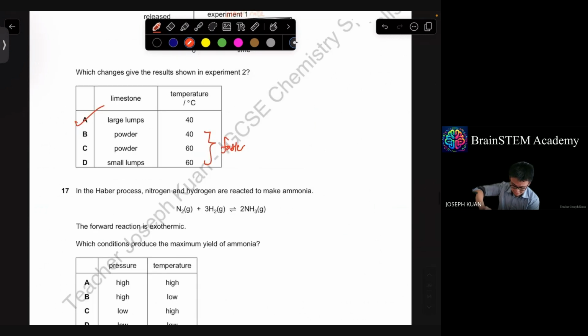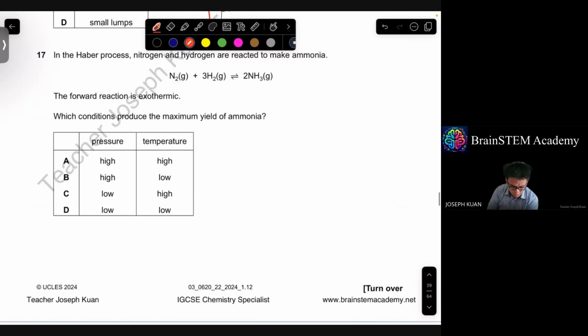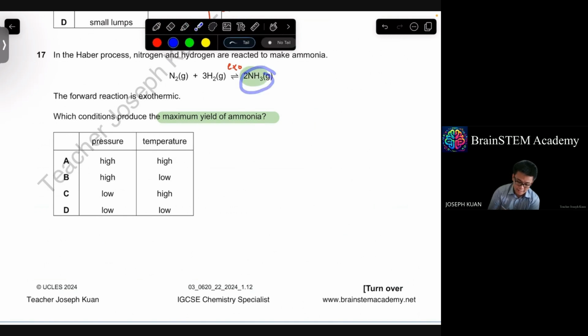Okay, next question, 17. In the Haber process, nitrogen and hydrogen are reacted to make ammonia. The forward reaction is exothermic. Which conditions produce the maximum yield of ammonia? So to produce the maximum yield, we must increase pressure to favor the side with less gas, and then we must decrease the temperature to favor the exothermic reaction. So B is the answer.